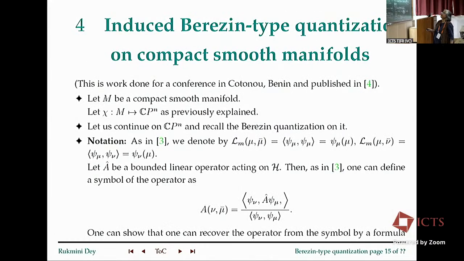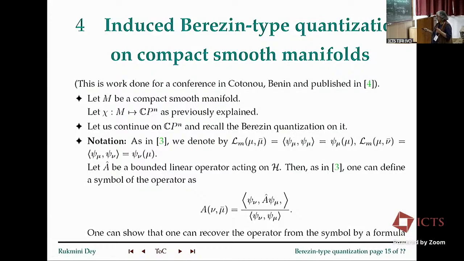So now the Berezin quantization is very simple. For us, it's very simple because we have a coherent state already. So how does Berezin quantization work? First, you take a bounded linear operator on the Hilbert space, take the inner product, so the expectation value on psi_mu, and construct this operator. Basically it is the expectation value on the coherent states, divided by the norm. These are called symbols of the operator.